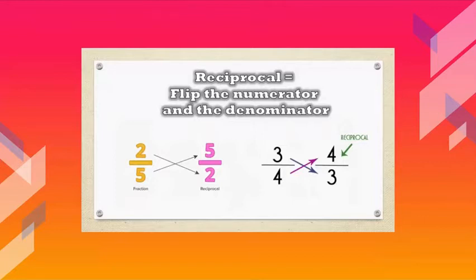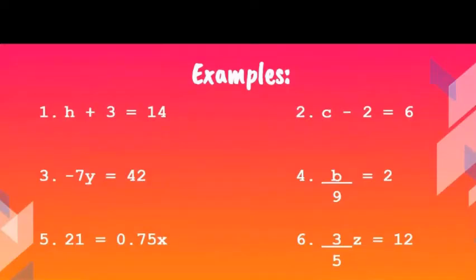Also in these lessons, we learned about the reciprocal. The reciprocal is when you flip the numerator and the denominator. The numerator is the top number, the denominator is the bottom number. So when you find the reciprocal, you are going to flip them so the bottom number goes to the top and the top number goes to the bottom. Let's work through some examples together.